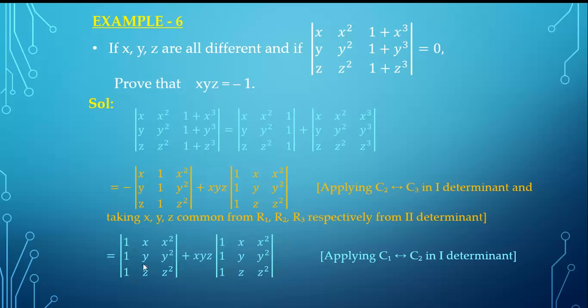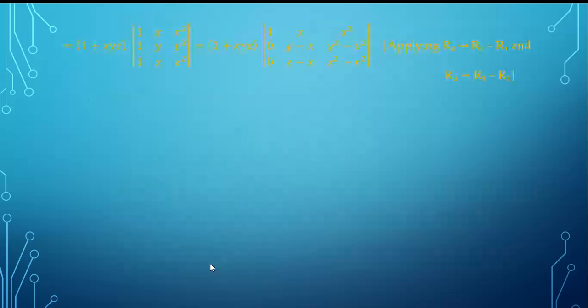So now we can take the common determinant, so it becomes (1 + xyz) times the determinant |1 1 1; x y z; x² y² z²|. Now again, because C1 has the elements 1 1 1, we change R2 to R2 minus R1, and R3 to R3 minus R1. So 1 minus 1 becomes 0, y minus x, and y² minus x²; 1 minus 1 is 0, z minus x, and z² minus x².